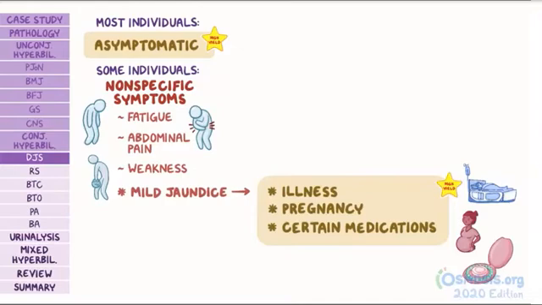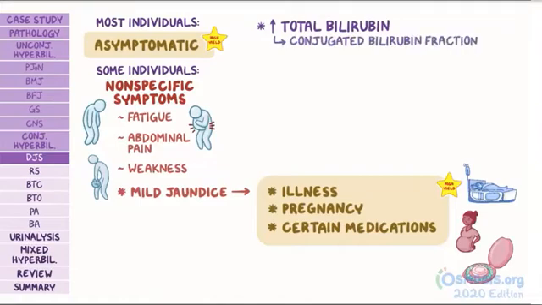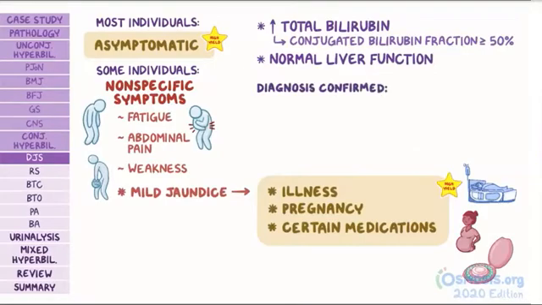You should think of this syndrome in individuals who have elevated total bilirubin with the conjugated bilirubin fraction of at least 50% and normal liver function tests. The diagnosis is confirmed by detecting abnormally high levels of coproporphyrin 1 in urine.